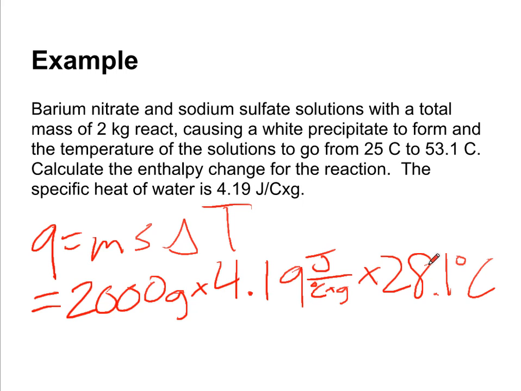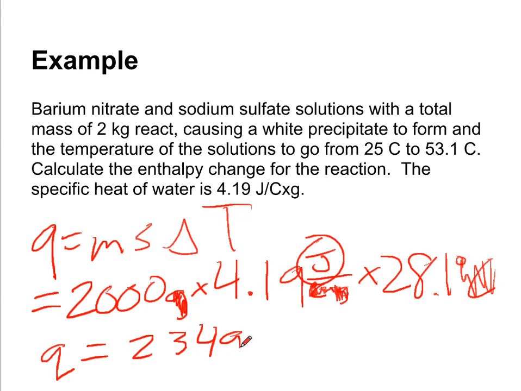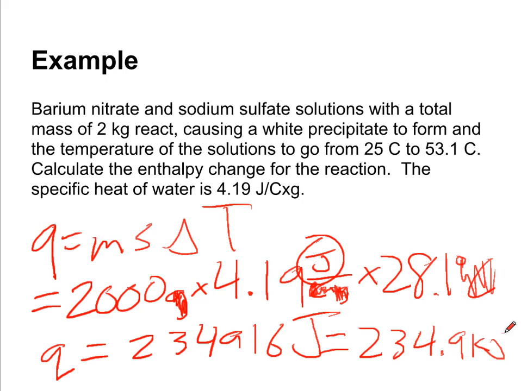If you notice, we've got degrees Celsius that are going to cancel out in the unit for s and on that term on the right. Grams are also going to be canceled out, so what we're going to be left with is joules. That's our unit for q. And now we just have to multiply everything together. So in this case, q is going to be equal to 234,916 joules. That's a big number. It's perfectly okay to convert that unit to kilojoules, and we would just round it to 234.9 kilojoules. Both answers would be acceptable.